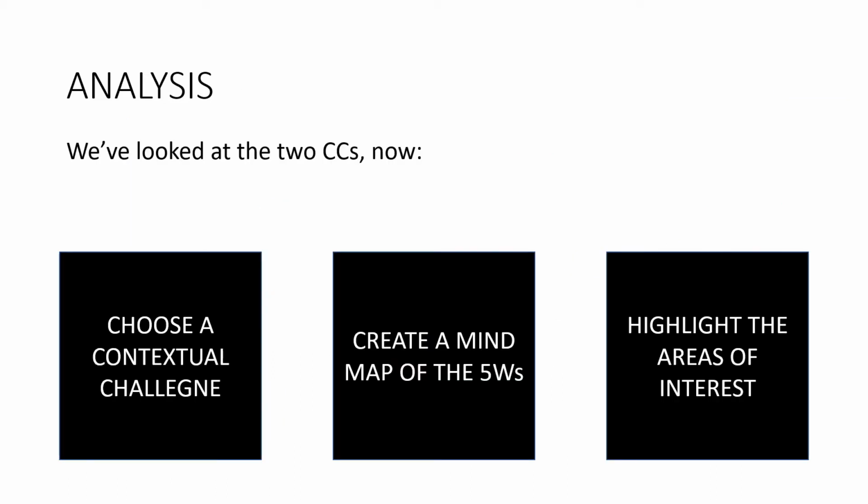So hopefully now you have chosen your contextual challenge, you've made a massive mind map, and you have highlighted some areas of interest. So exactly the same thing that we did in the first part of the work this week, but you're doing it with one of the actual two contextual challenges that we've been given. If you haven't finished that, go back, do that now, because there's no point moving on until you've thought as completely as you can about the contextual challenges, be it just one of them or both of them if you want.